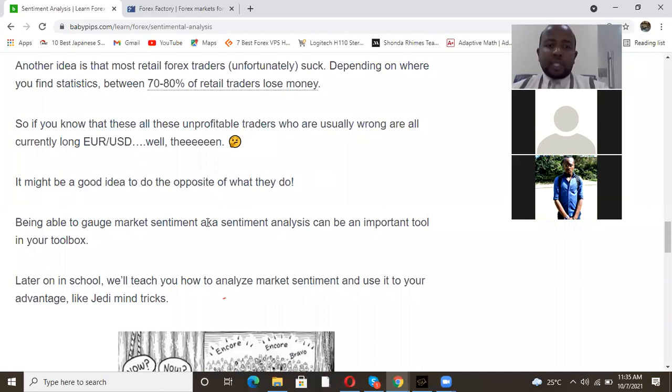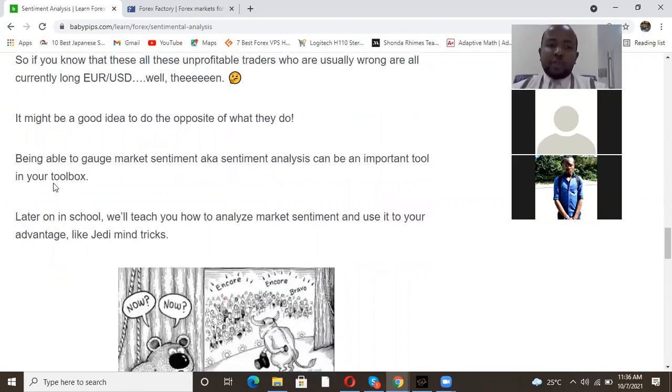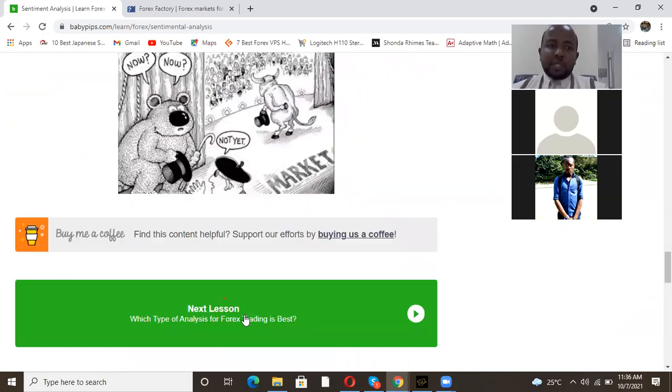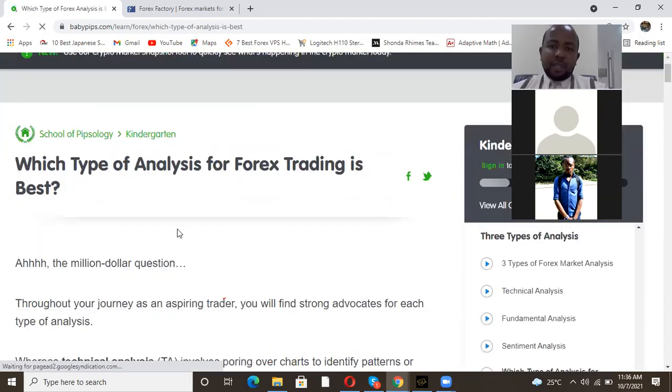Being able to gauge market sentiment, also known as sentiment analysis, can be an important tool in your toolbox. It's like being a builder or a construction worker. They all have a toolbox. So as a trader, you have to be armed with your tools. These are some of the tools I'm giving you. Anyway, we'll analyze the market and use it to perform all that. So which one is the best? Let's see how we combine both of them within the next 5 minutes, then call it a day.